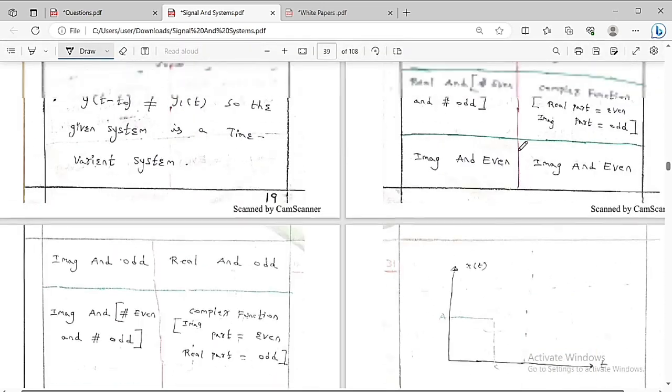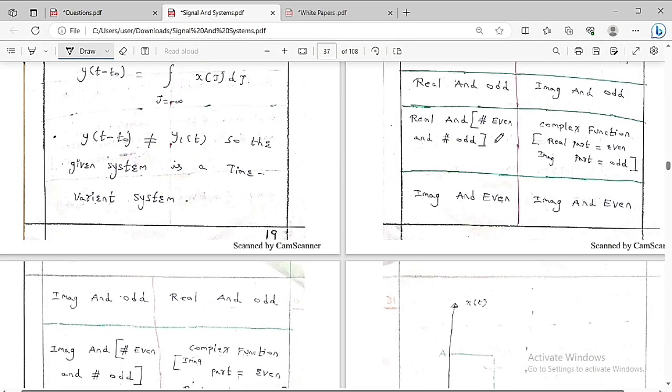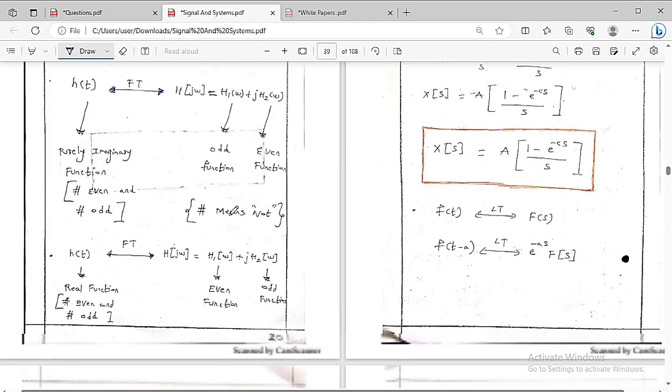But if you see the real case, suppose h of t is a real signal and it is neither an even signal nor an odd signal, in the complex function the real part is even and the imaginary part is odd. So you can see, if the Fourier transform is H of j omega, which is H1 of omega plus j into H2 of omega, the given signal is a real signal and it is neither even nor odd, then H of j omega is a complex function, the real part is even and the imaginary part is odd. So this you can see.